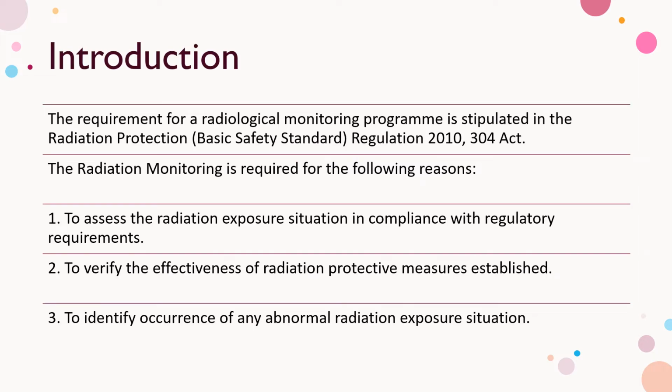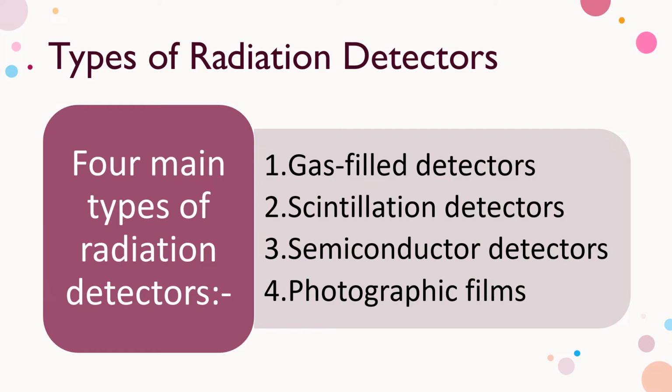The introduction. The requirement for a radiological monitoring program is stipulated in the Radiation Protection Basic Safety Standard Regulation 2010 under Act 304. The radiation monitoring is required for the following reasons: to assess the radiation exposure situation in compliance with regulatory requirements, to verify the effectiveness of radiation protective measures established, and to identify occurrence of any abnormal radiation exposure situation.